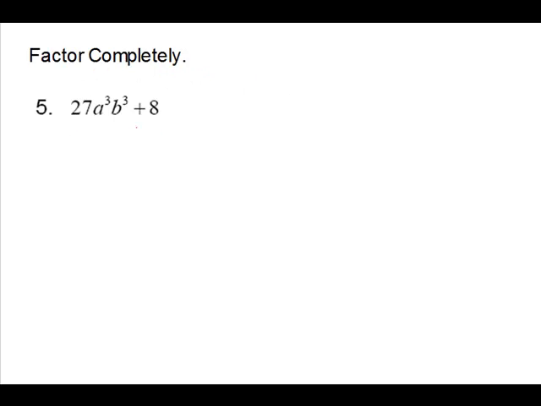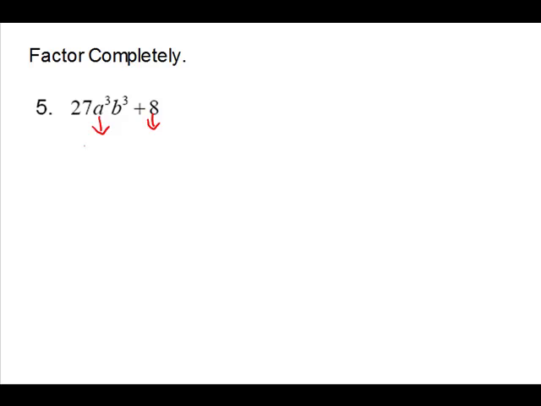Problem 5. First step, check if there's a GCF. There is no GCF. This problem has two terms. Your choice for two terms is squares or cubes. The exponents of 3 tells us to try cubes. Your first job is to get the cube root. So we get the cube root of each term.